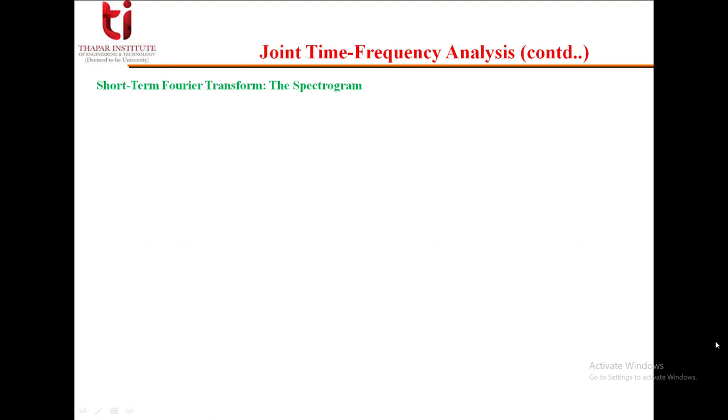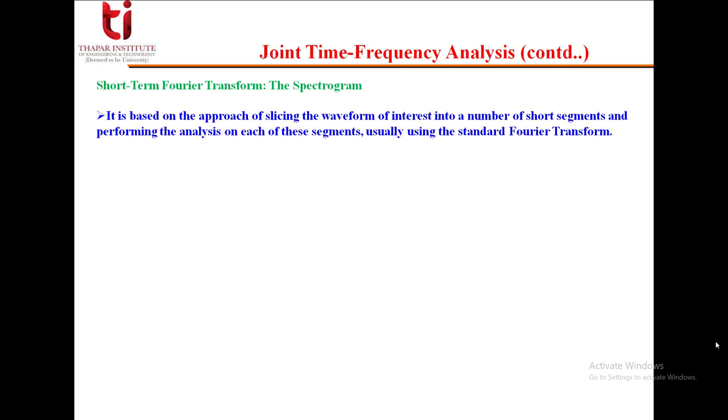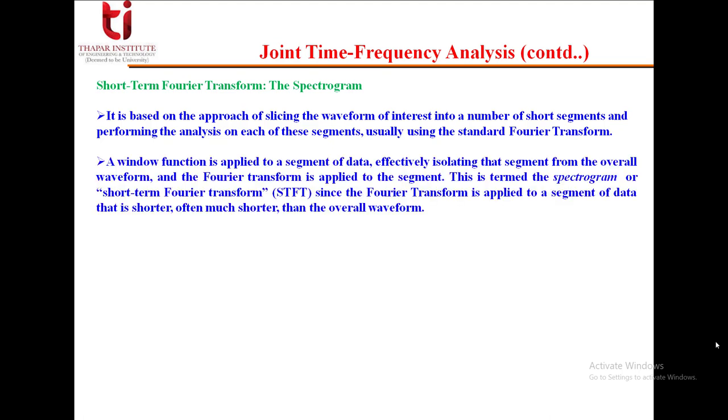First is the short time Fourier transform, that is, the spectrogram. It is based on the approach of slicing the waveform of interest into a number of short segments and performing the analysis on each of these segments, usually using the Fourier transform. A window function is applied to a segment of data, effectively isolating that segment from the overall waveform, and then the Fourier transform is applied to this segment. This is termed the spectrogram, or we can also call it the short time Fourier transform, since we are applying the Fourier transform to a segment which is shorter, often much shorter, than the overall waveform.